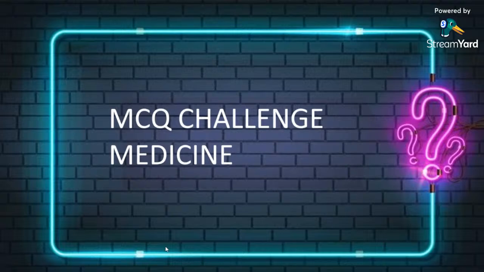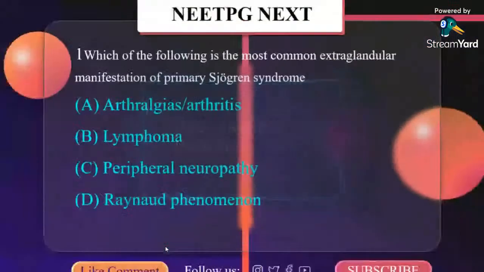Today we are going to do internal medicine. Internal medicine is a very important subject as far as NEET PG or INI-CET is concerned. It has about 35 questions, with 25 to 30 questions coming directly in the medicine exam. So let us begin with the NEET PG exam. Let's begin with the first multiple choice question.